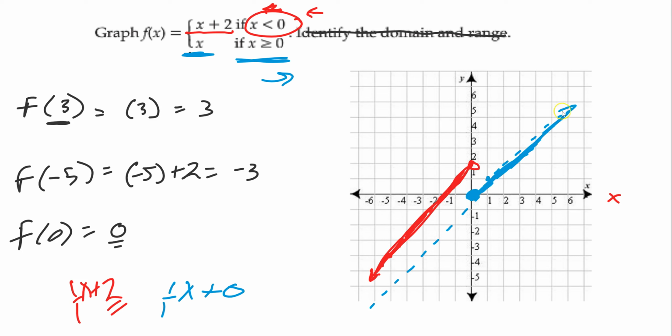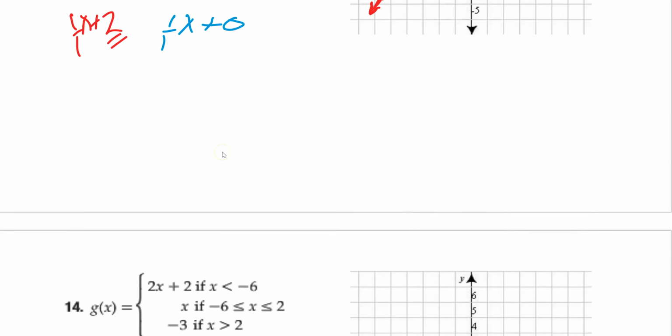I wish I could draw straighter, but I can't. There you go. And that's my piecewise function. Let me erase this so it's a little bit nicer. Right? I want this graph when it's less than 0, so you just graph the whole thing. Then you want the less than 0 part. You want this graph when it's greater than 0. And there we go. Let's do another one.